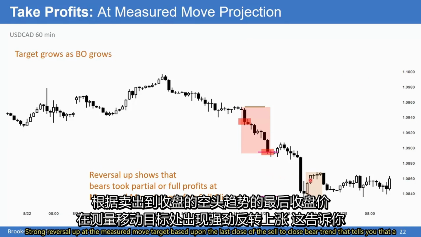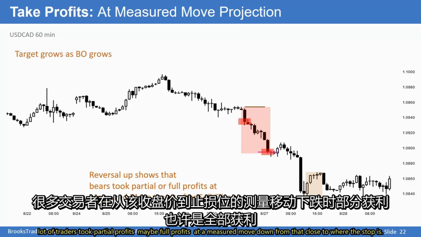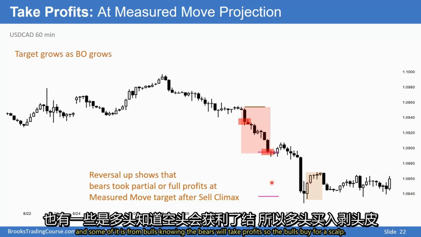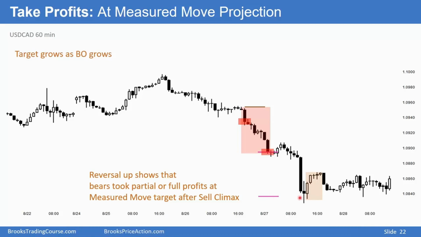Strong reversal up at the measured move target based upon the last close of the sell the close bear trend. That tells you that a lot of traders took partial profits, maybe full profits, at a measured move down from that close to where the stop is. You can see when the market got there, there was a lot of buying. And a lot of that buying is bears taking profits, and some of it is from bulls knowing the bears will take profits, so the bulls buy for a scalp.